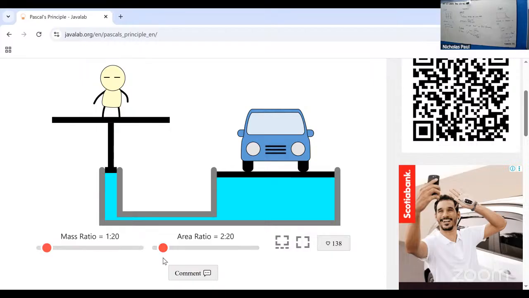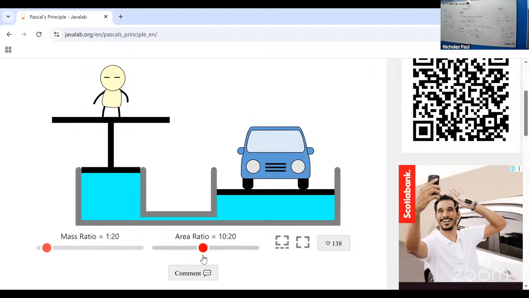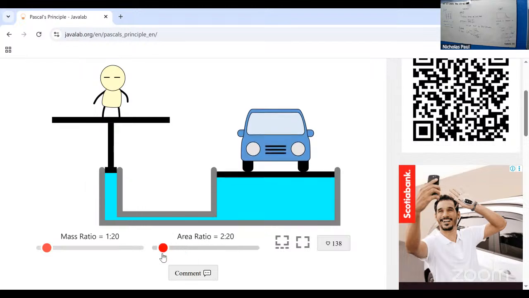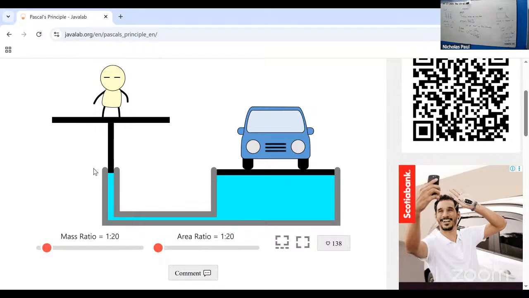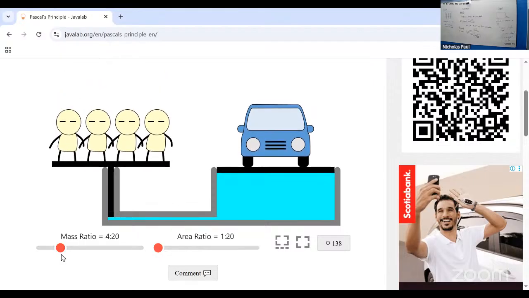What it's showing you here is that if I make the area here bigger and the area on the left side smaller, see what happened? The skinny guy can't move it. But if I make the area on the left much smaller, the skinny guy will be able to lift the car.